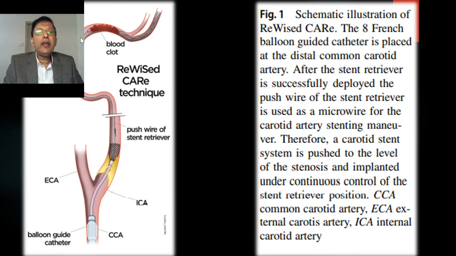So this is the technique. You deploy the stent retriever in the middle cerebral artery territory. You make a bare wire, that means take out the microcatheter off the wire, and use that wire to do a dilatation of the proximal carotid artery, and over the wire deploy a stent. At the end of the procedure, you take out the stent retriever and open the MCA. So in the same 5 minutes, you can do the carotid stenting as well as the distal thrombectomy.